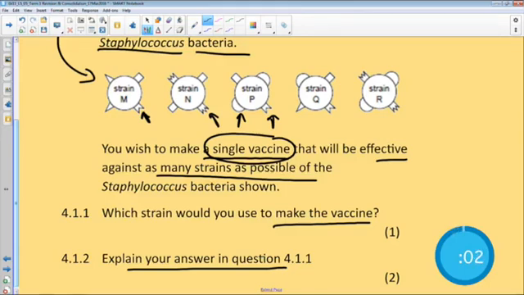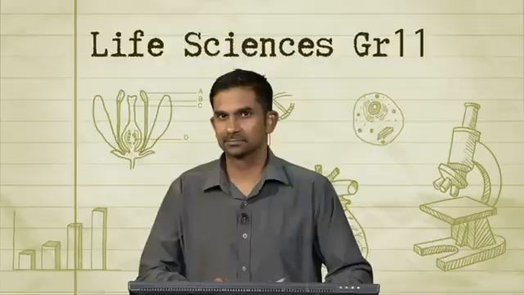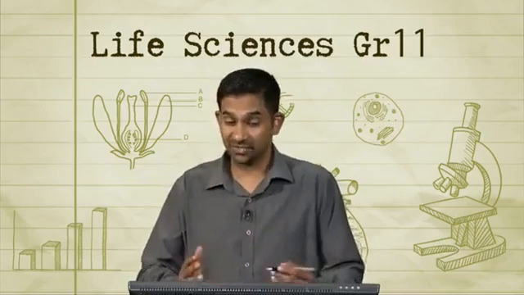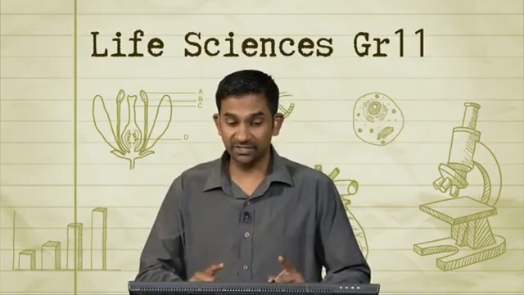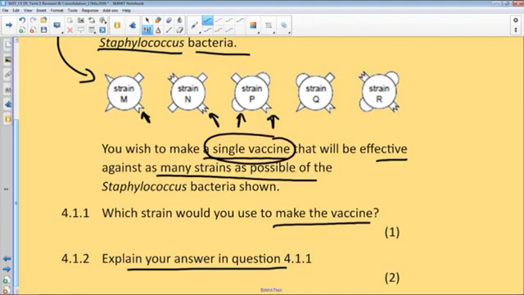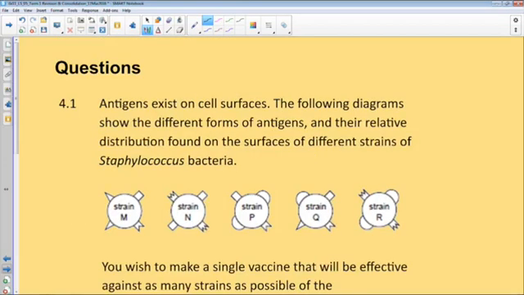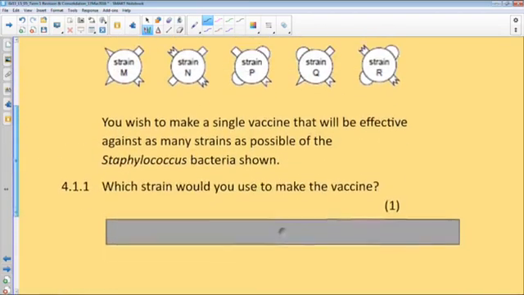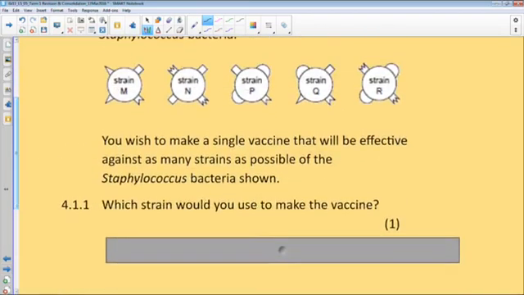Welcome back, guys. I can sense that you had a good discussion. I wish I was there with you now to listen to what you discussed. I think the clue to this question was to look at the different strains and to see which strains had the most number of antigens and whether it had all of them in comparison to the rest of the strains. So again, I'm going to read the question so that we can look at the answer correctly. Which strain would you use to make the vaccine?